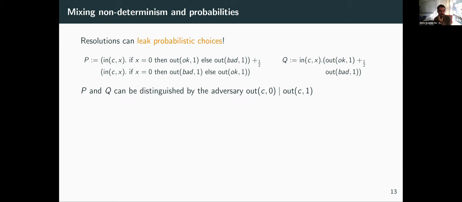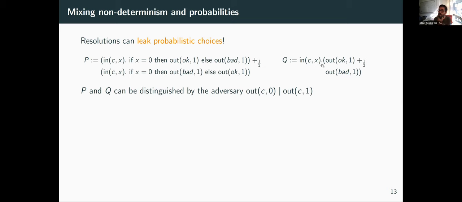And if we're adding probabilities, we're actually also facing another problem: if we're mixing non-determinism and probabilities, this generally gives you counterintuitive examples. So let me show you one of these. Let's start with the process Q here.